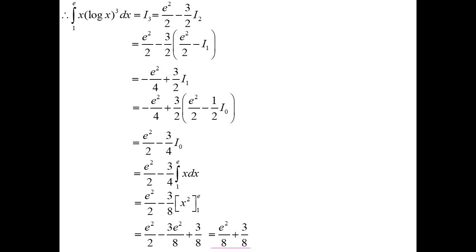So that's where a reduction formula can be very useful. Rather than applying integration by parts over and over again, because we know it's going to generate a pattern, we create a formula for that pattern.